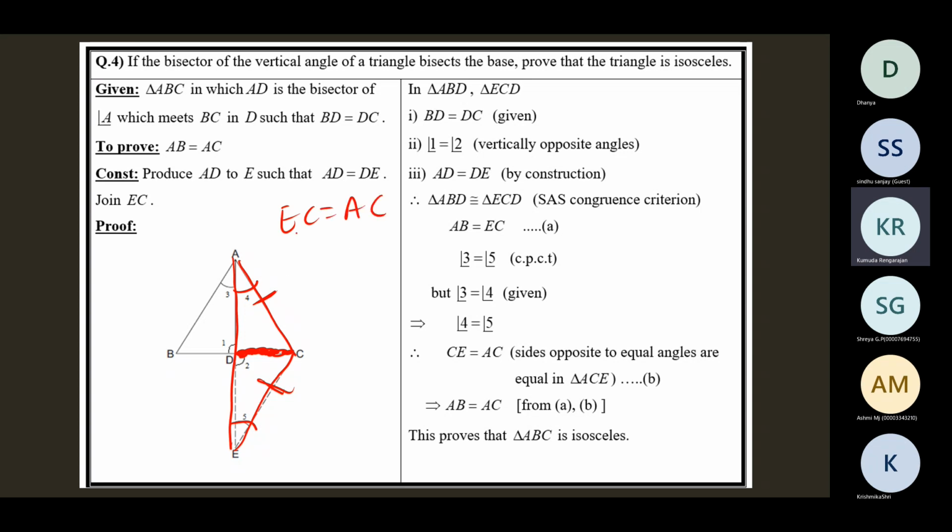But we already know that EC is equal to AB, by CPCT. We already proved it. So from this, we have AC is equal to AB. So that means the triangle is isosceles.